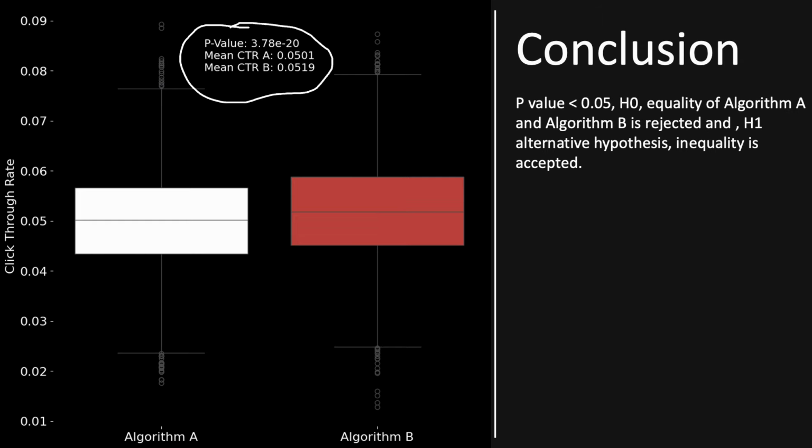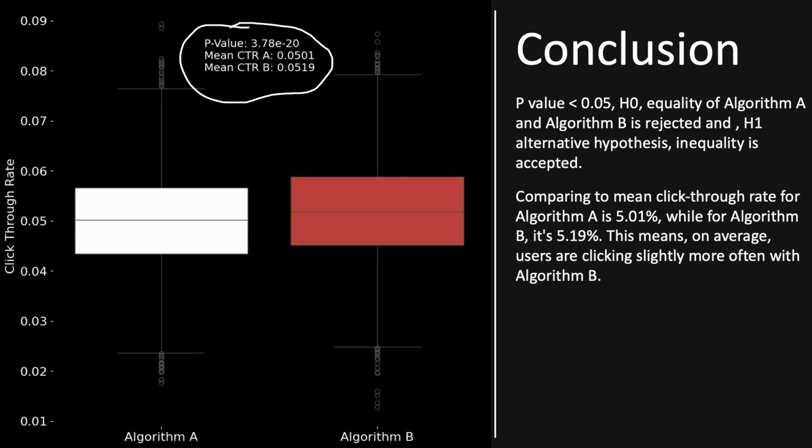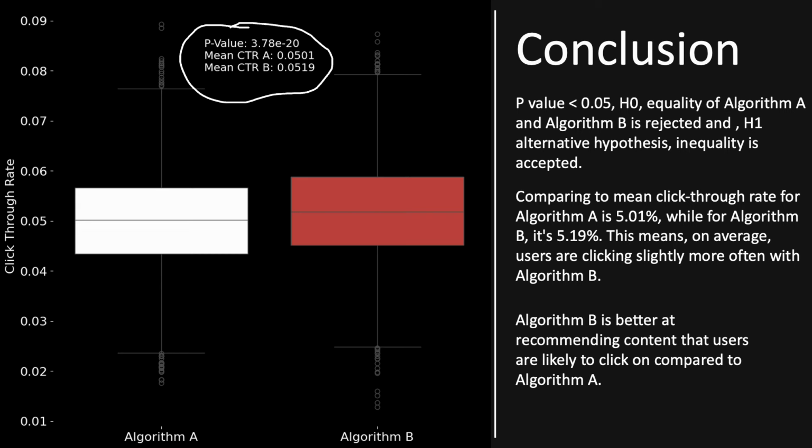As a conclusion, the significance level p-value is calculated to be less than 0.05, which means H0, the equality of algorithm A and B, is rejected, and H1, the alternative hypothesis of inequality, is accepted. Secondly, comparing the mean click-through rate for A and B, on average users are clicking slightly more often with algorithm B. Therefore, the final conclusion: B is better at recommending the content compared to A.